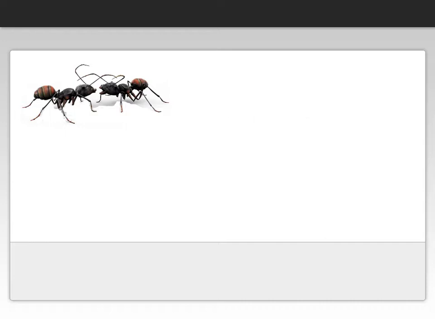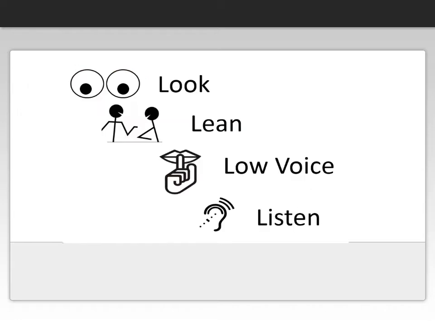The partners then are going to be instructed to follow the 4 L's. Look. It's important to have eye contact with your partner. Lean. If you lean slightly toward your partner, your body language says that you're interested in what they're saying. You're going to use a low voice, and we'll talk in a minute about how to practice for that low voice, and listen. So the 4 L's are look, lean, low voice, and listen.